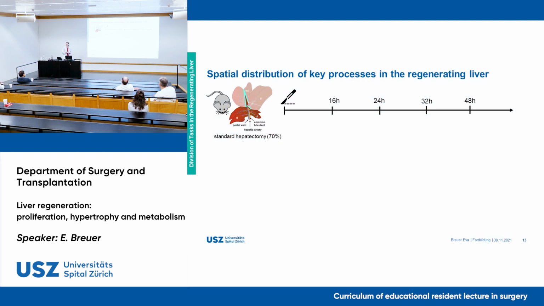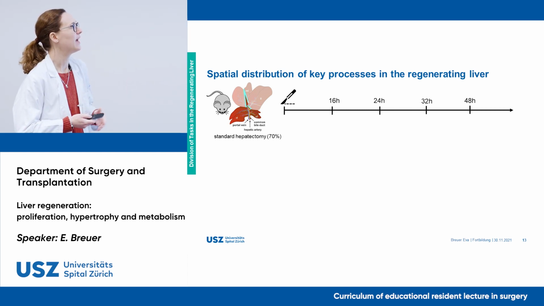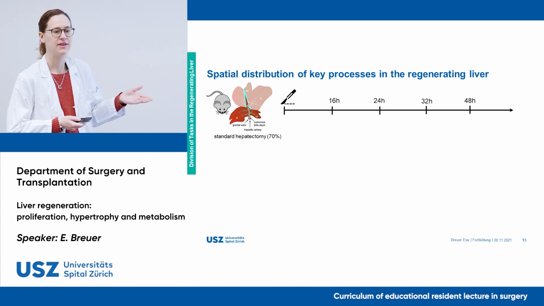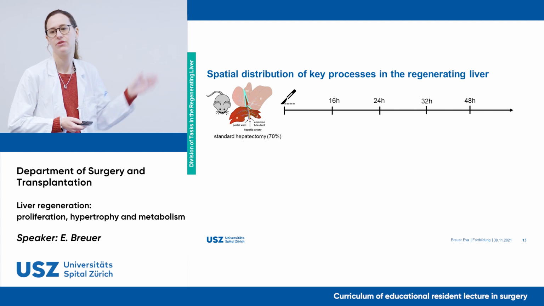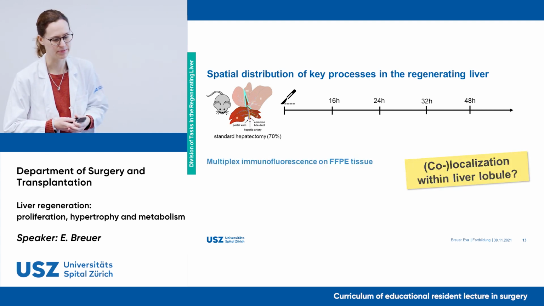How do we do this research? We have, as I said before, these different animal models. And this is, for example, the standard hepatectomy. And we operate these mice, and then we take the tissue and analyze the sera and the tissue after several time points after these hepatectomies. Standard, but also extended hepatectomies.